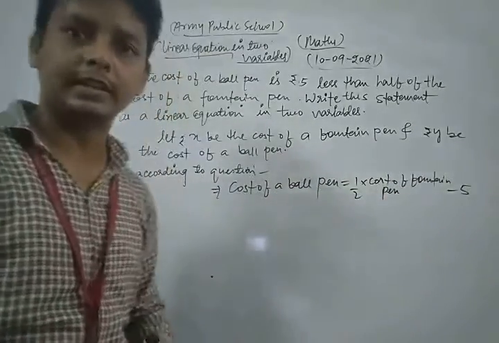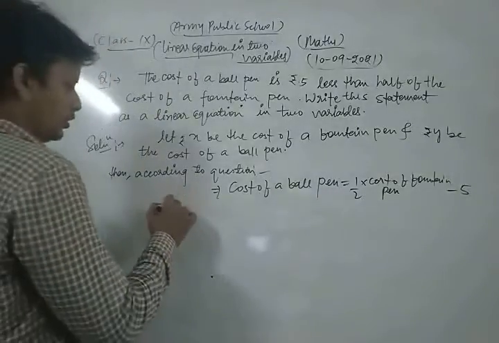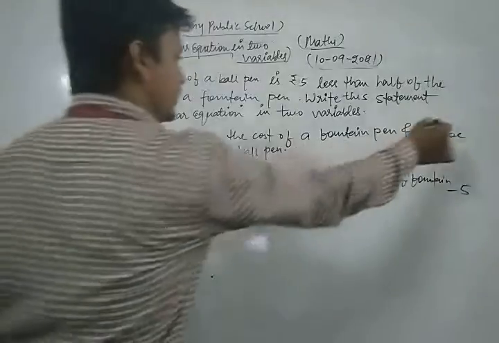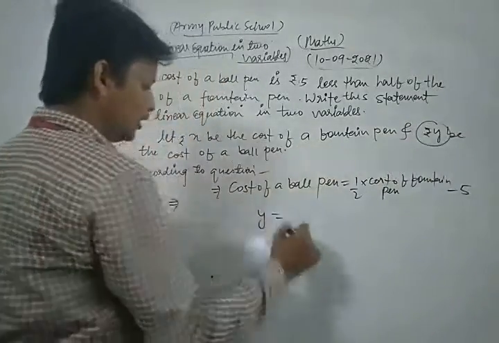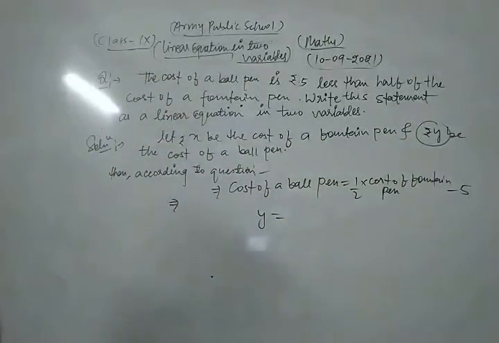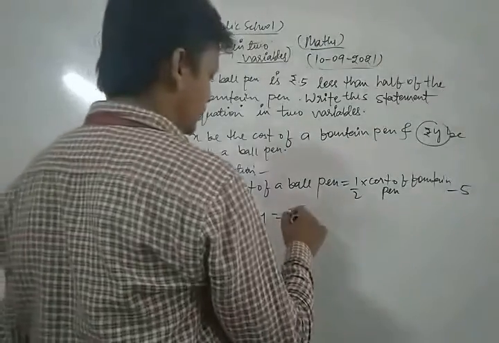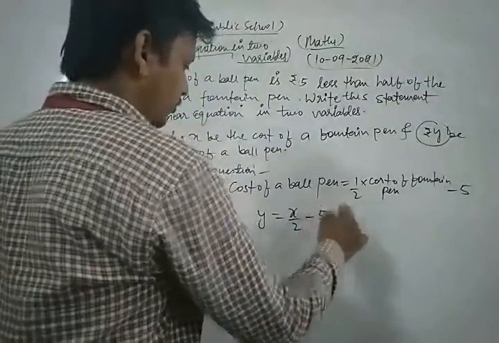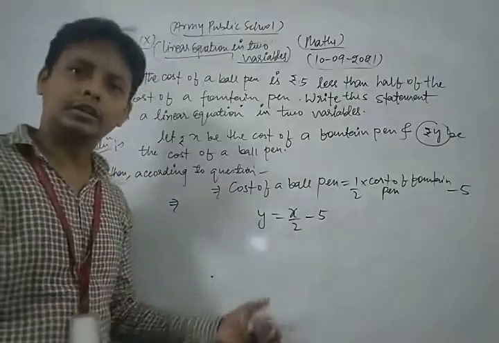Now we simplify that. Okay, look. So the cost of a ball pen we take as ₹y. So y is equal to x upon 2 minus 5. Okay, this is the answer.